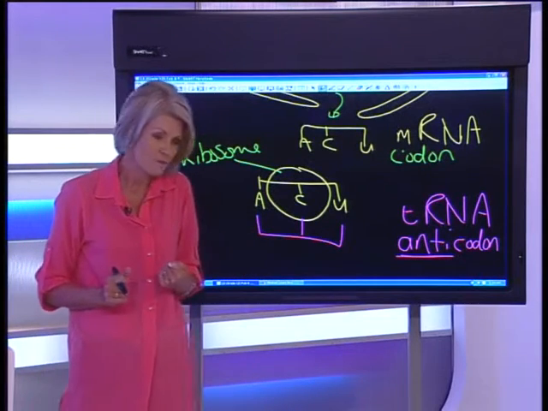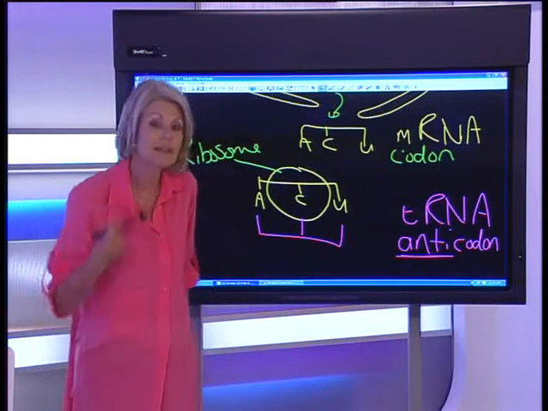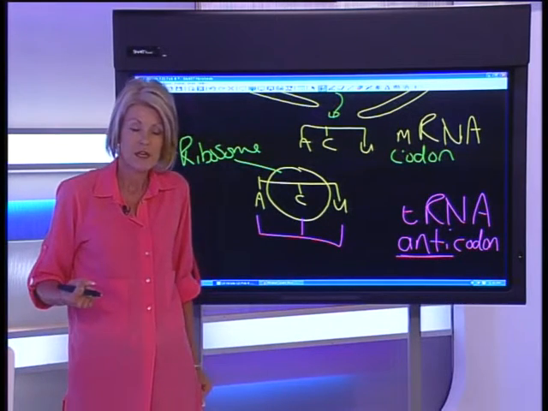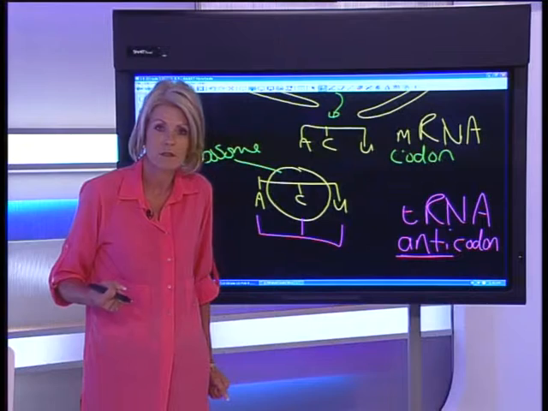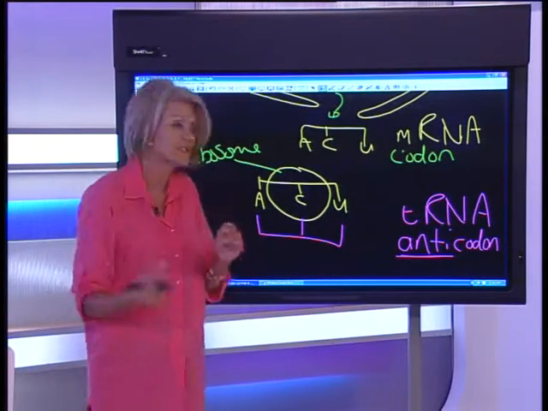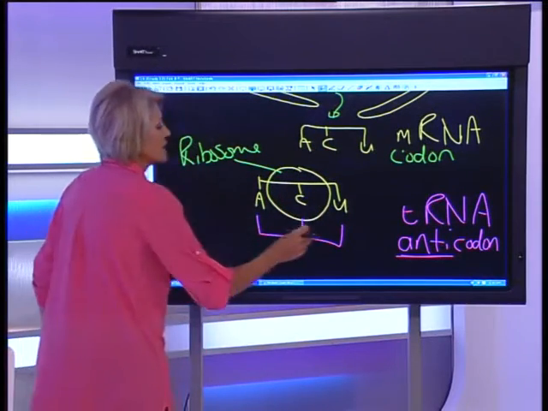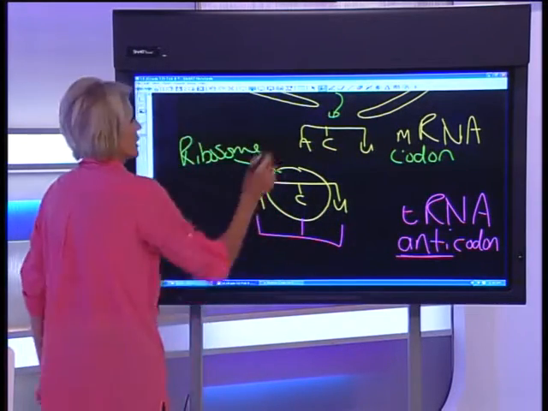If something is anti, it is opposite. If you like chocolate cake and I am anti-chocolate cake, it means I don't like it. Which is a lie, I love it. But did you know that? So anything anti. So if the codon is ACU, what is the anticodon going to be?